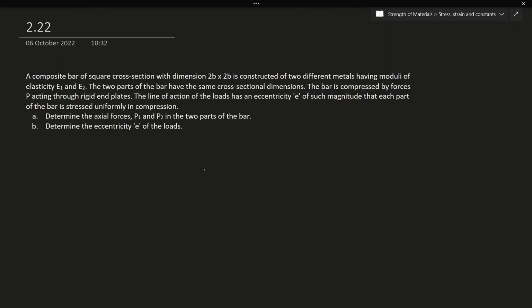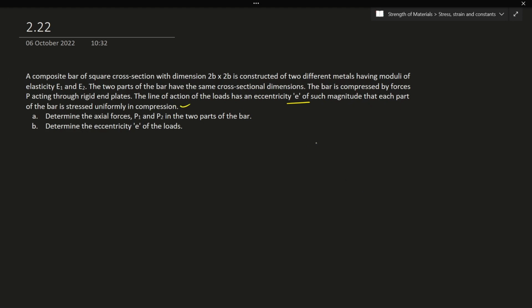Here a composite bar of cross-sectional area 2b into 2b is constructed of two different metals having the moduli of elasticity E1 and E2. The two parts of the bar have the same cross-sectional dimensions. So the cross-sectional area is the same, but we have different metals. The bar is compressed by forces P acting through the rigid end plates. The line of action of the loads has an eccentricity e of such magnitude that each part of the bar is stressed uniformly in compression.